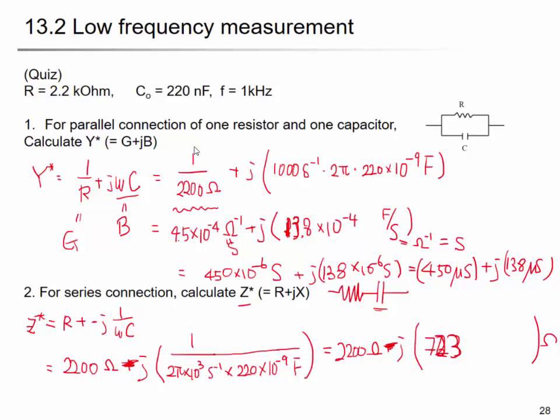That's wrong. So we are one order of magnitude out. So here I think we should correct it. This has to be zero. It needs one more zero, right? So then 1.38 millisiemens, and that's pretty much close to the real measured value.